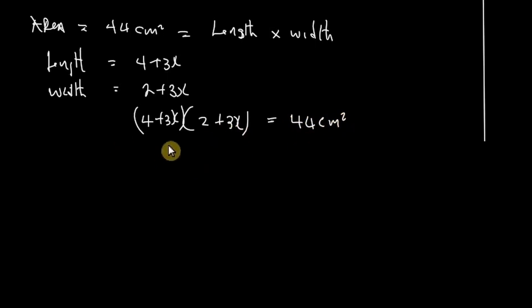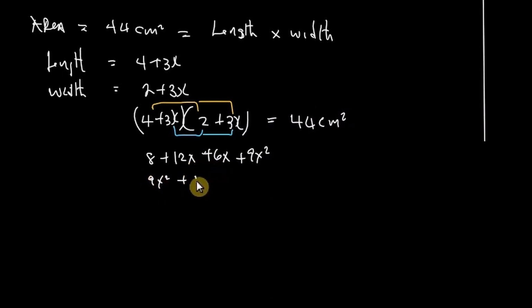We could expand these terms here. So let's distribute the results. First we multiply 4 by 2, then 4 by 3x, and we get 4 times 2 is 8 plus 12x. And we distribute these two, and we have 3x times 2 is equal to 6x plus 3x times 3x is 9x squared, which gives 9x squared plus 18x plus 8 is equal to 44.